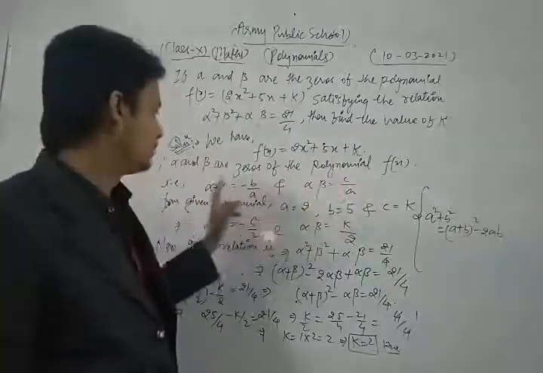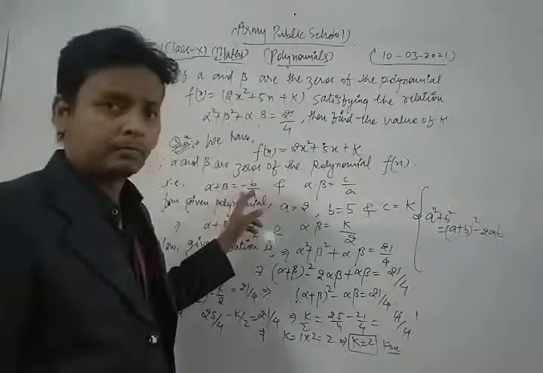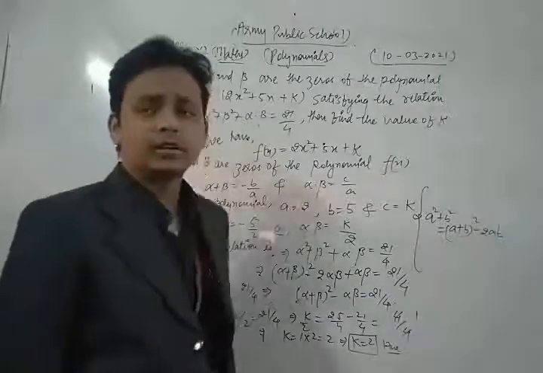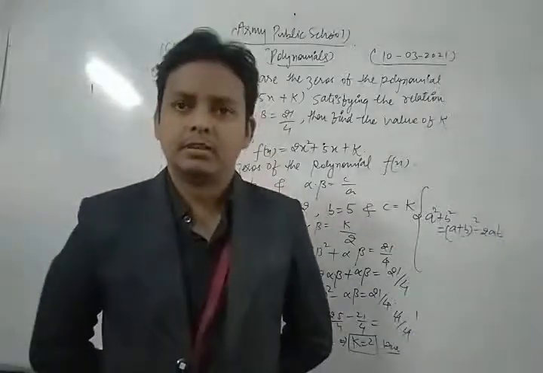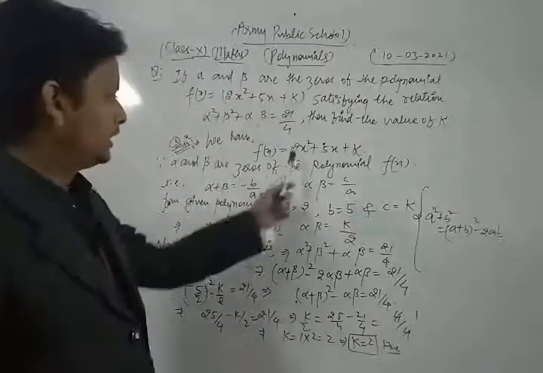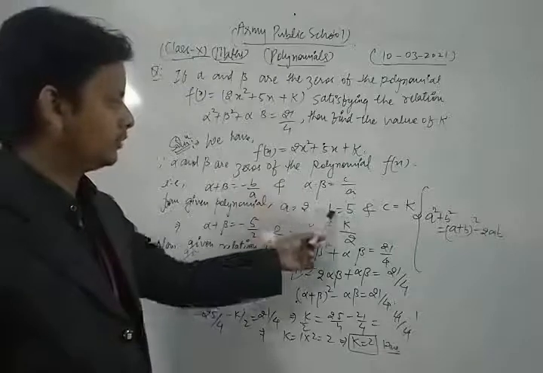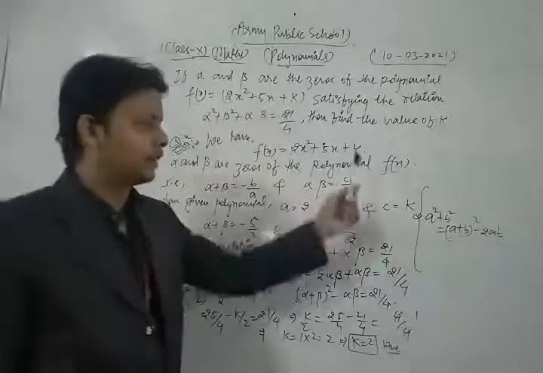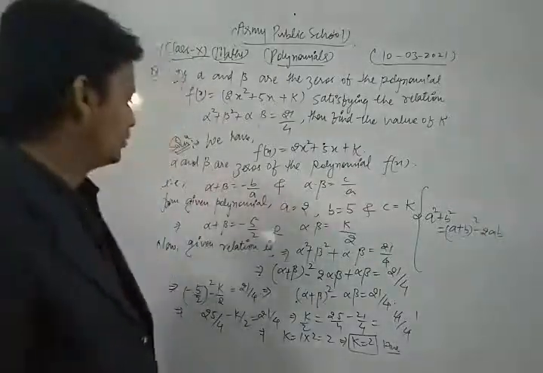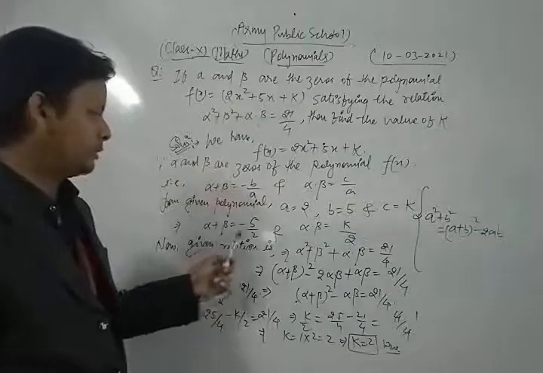Now that is, sum of zeros is what? Minus b by a, and the product of zeros is what? C by a. Okay, now from the given polynomial, we have the value of a as 2, the value of b as 5, and the value of c as k.